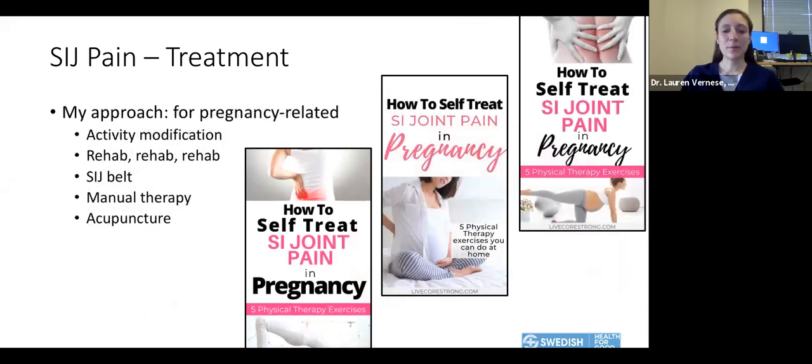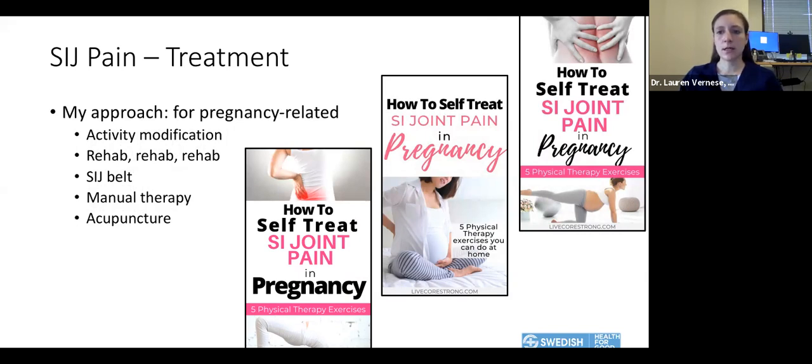And then my treatment for people with pregnancy-related SI joint pain. This is a little different in that we're typically not using medications. We're typically not using injections, although you can. I'm mostly talking to them about activity modification. So throughout their day, what are they doing that's exacerbating this? Really get them into a good rehab program. Most of the time I'm doing pelvic floor physical therapy, or again, someone who specializes in sacroiliac joint pain rehab.